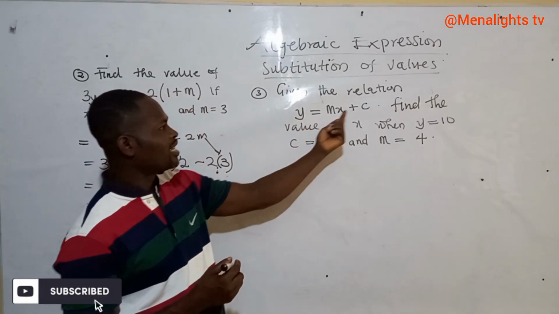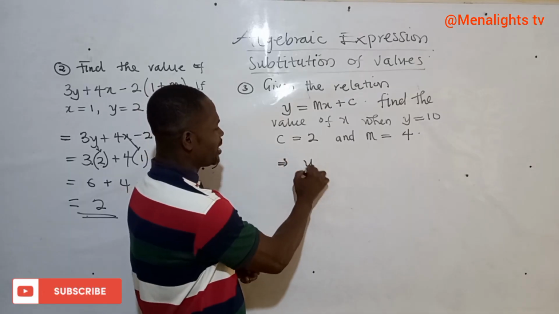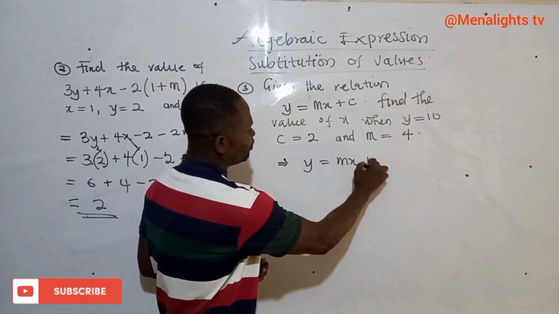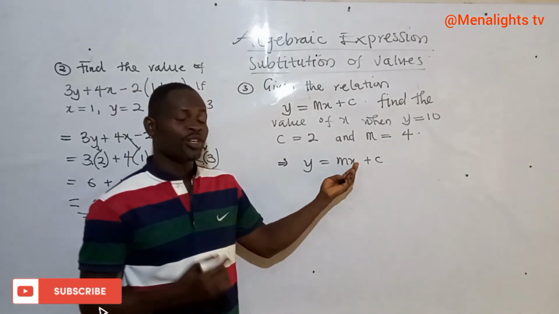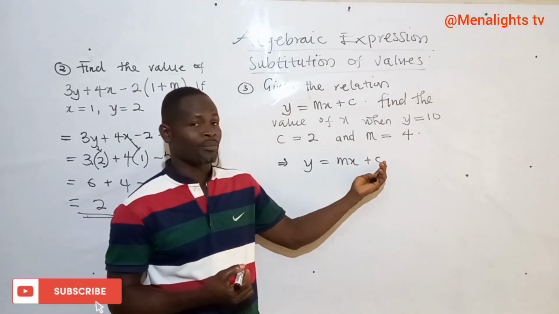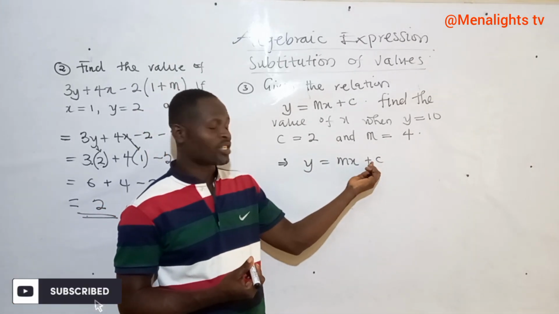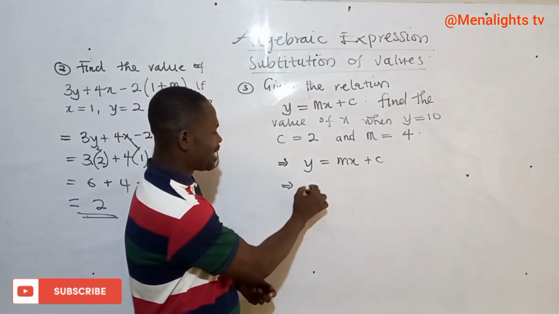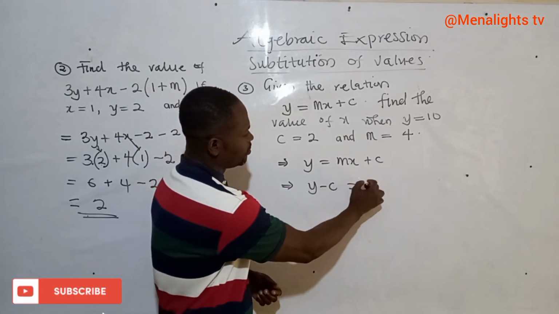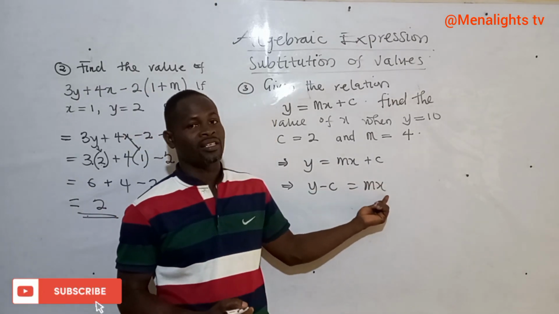So for us to make x the subject, that means the x has to stand alone. So we have y, which is equal to mx plus c. Now since we want to make x the subject, the first thing we have to do is move the c from here to where the y is. So here it is positive, and when it comes, it becomes what? Negative. So we are going to have y minus c, which is equal to mx.